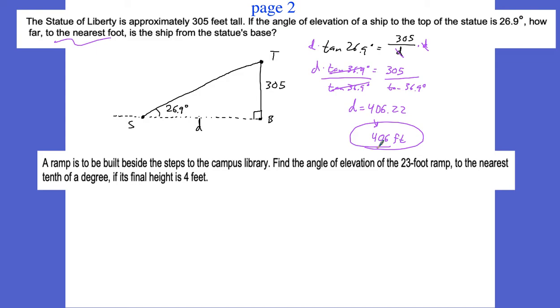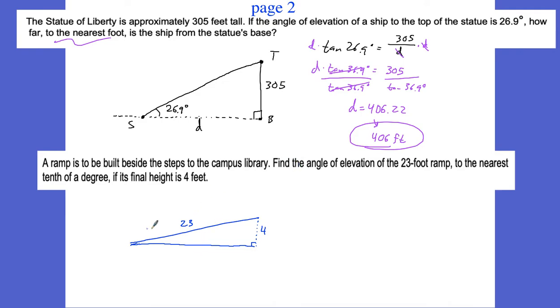Okay, moving right along, we've got the ramp problem at the campus library. So we have a ramp that's to be built beside the steps at the campus library. Find the angle of elevation of the 23-foot ramp to the nearest tenth of a degree if its final height is 4 feet. So I'm assuming that the ramp is 23 feet long and the height that it reaches above its starting point is 4. Admittedly, this is not the most clearly worded problem, but this is our best guess for the interpretation of it.